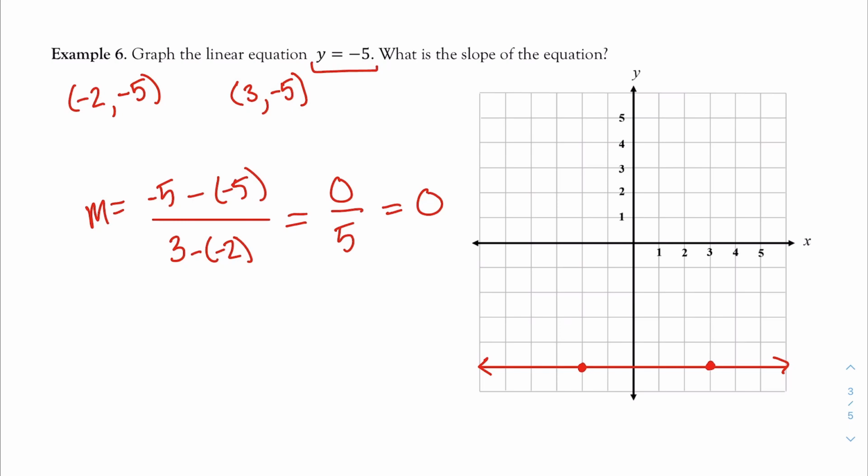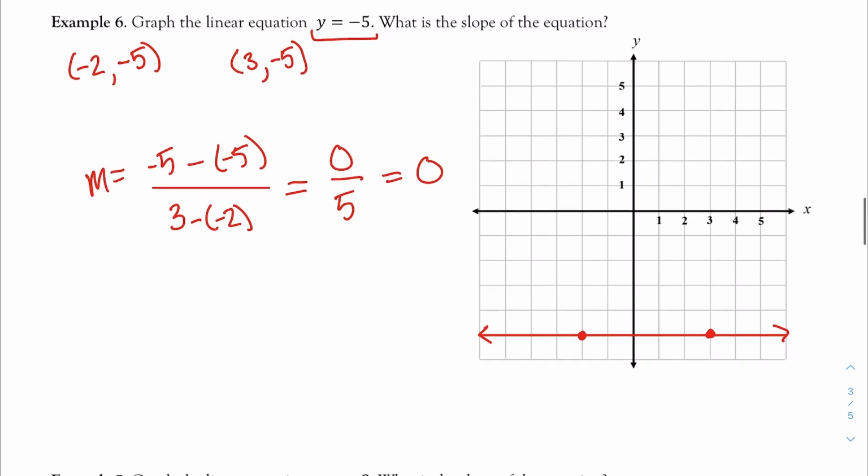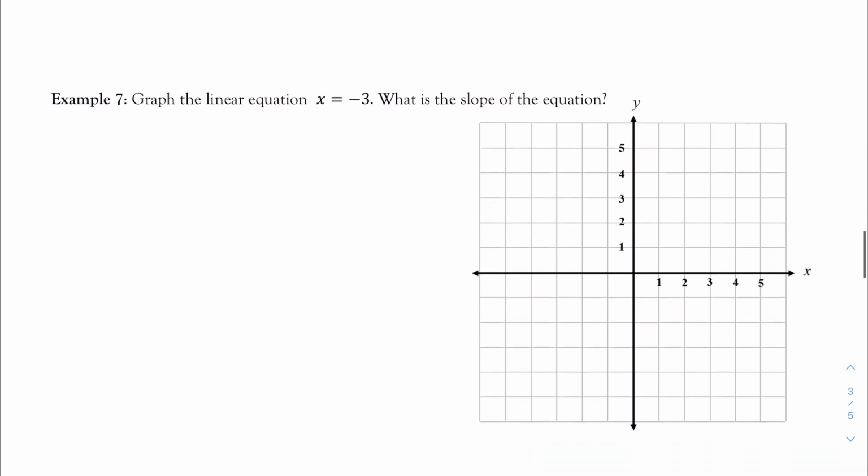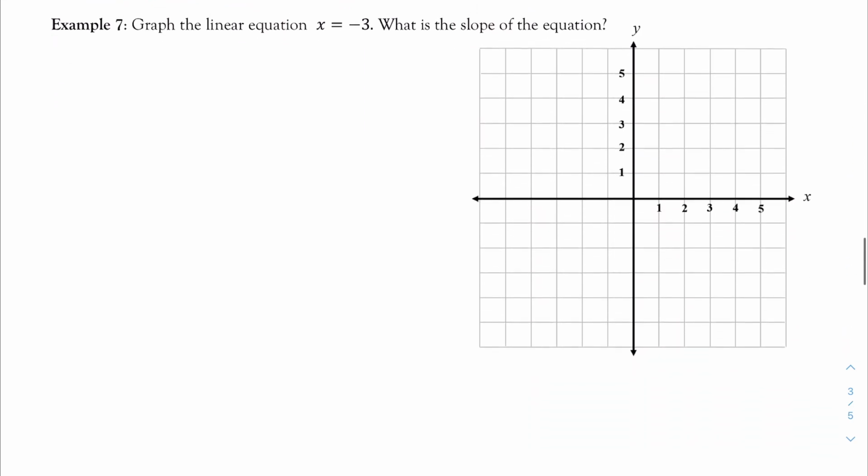We can continue forth into example 7. Graph the linear equation x is equal to negative 3, and then find the slope. So this one looks a lot similar to the one we had earlier. In example 6, we had y equal to a number, and now I have that x is equal to a number. Well, this tells me no matter what y is, x has to be negative 3. That's what this equation tells me.